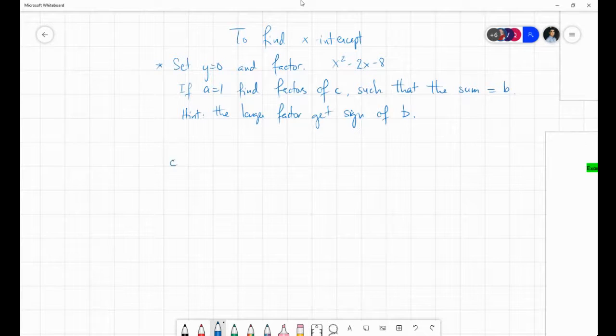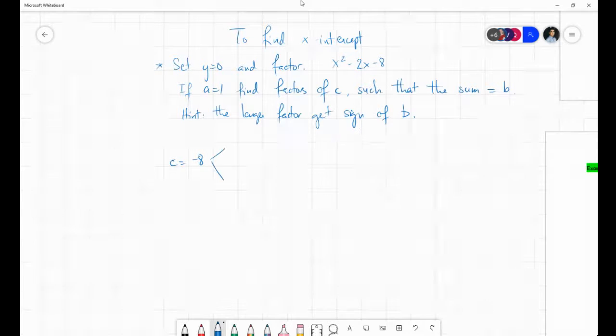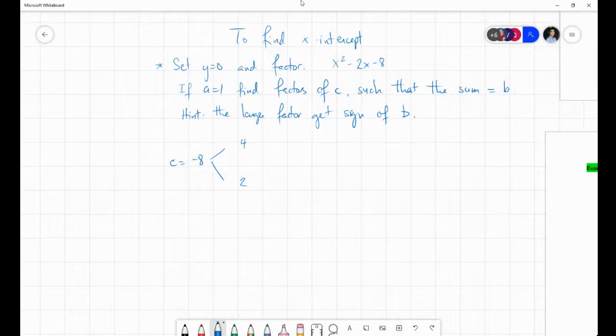So my c is equal to negative 8. So what two numbers can I multiply to get negative 8? Well, let's just worry about the 8 first. So 4 and 2 multiply to get 8. And now we're going to use the hint. The larger factor gets the sign of b. So 4 is the larger factor. b is negative, so that gets negative. That means that I need to make this one a positive to get the sign of negative here.